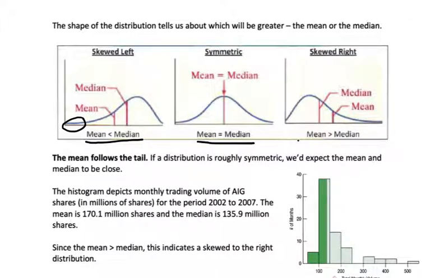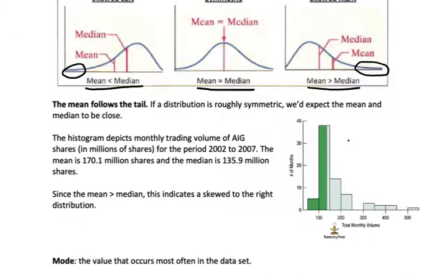And if the distribution is skewed right, my tail is on the right, that means that I have numbers here that are much bigger than the rest of the data. And so those numbers are going to affect the mean, they're not going to affect the median. And so that's going to pull the mean to the right, so the mean is going to be bigger than the median. The mean follows the tail. So whichever side the tail is on, if the tail is on the right side, it will pull the mean bigger. If the tail is on the left side, it'll pull the mean smaller.